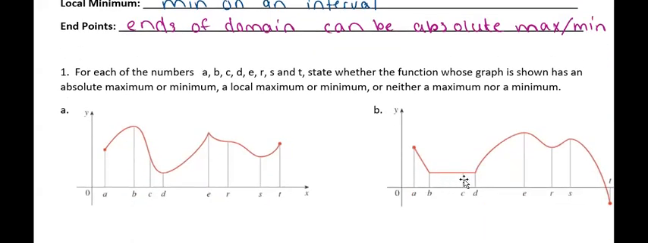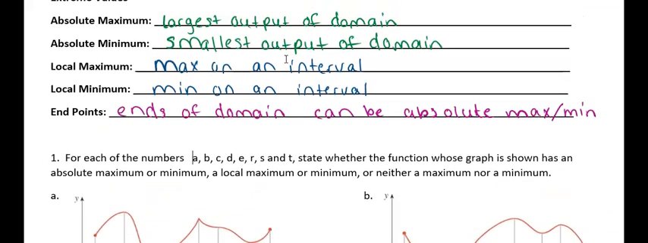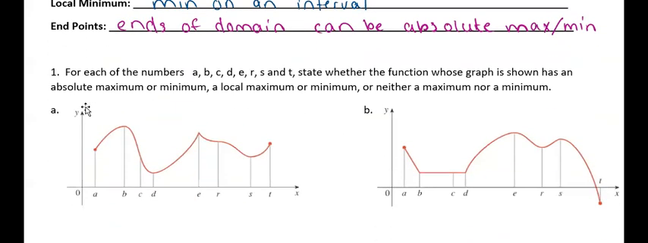So for number one, we are given two graphs here in part A and part B, and we have the labels for A through T. What we're trying to do is figure out from the graph if each of these points is an absolute max, absolute min, local max, local min, or an endpoint. So we're trying to figure it out. And it's also saying that if it's none of these, let's put neither so that we've got that written on as well. So let's look as we go through here.